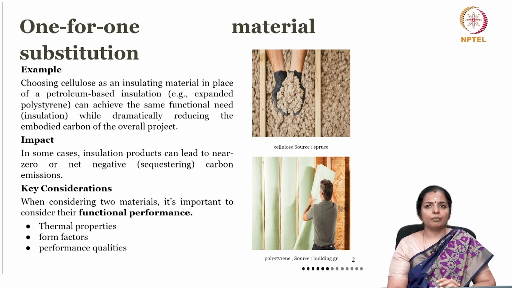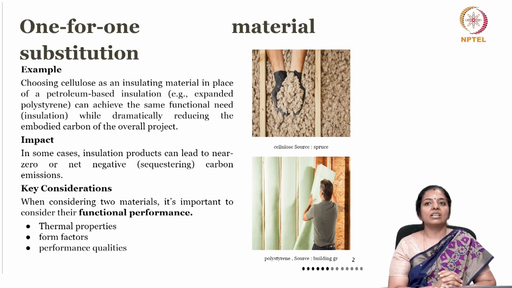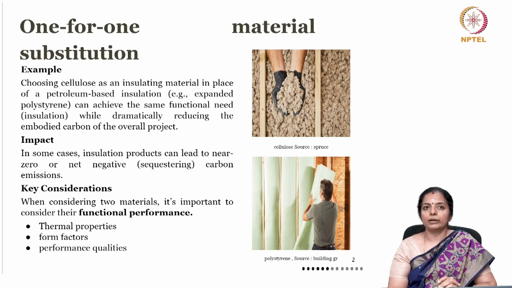For insulation products, this includes their thermal properties like R value, as well as their form factors like blown product or rigid board or batt, and other performance qualities, whether they also provide an air barrier or resist fire or repel pests. Pest repellent is an important criteria.